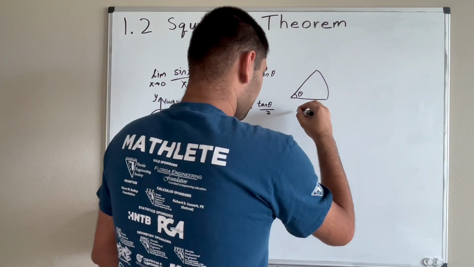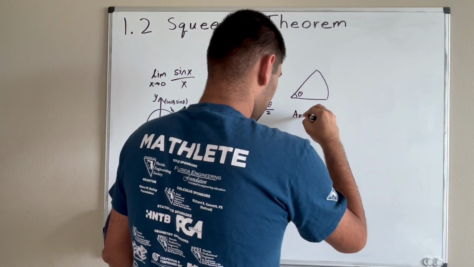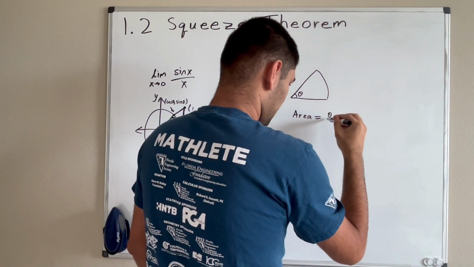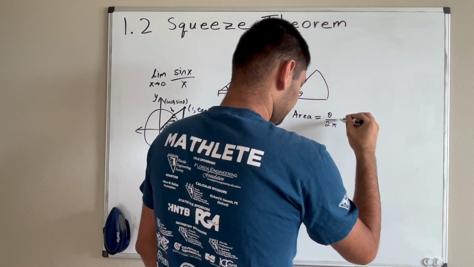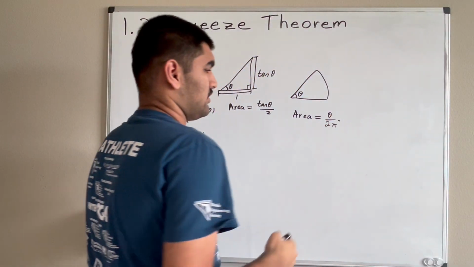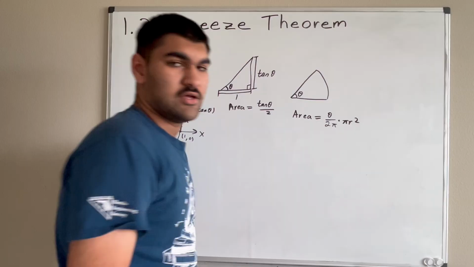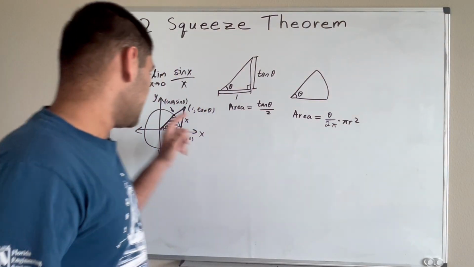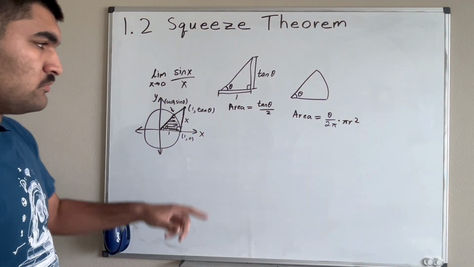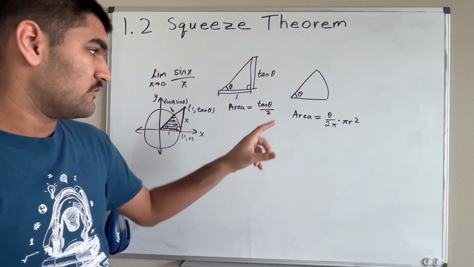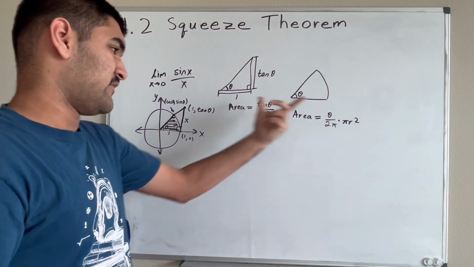So what's the area of a sector? Well, it's just theta out of 2 pi times the area of the whole circle, which is pi r squared. So basically, pi r squared is the area of the whole circle, and then theta over 2 pi is the fraction of the circle that the sector makes up.